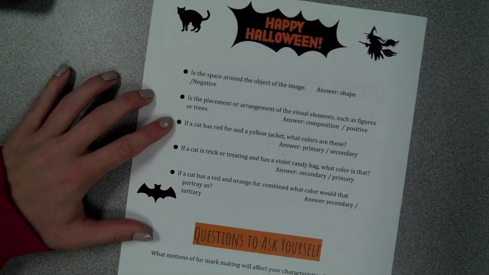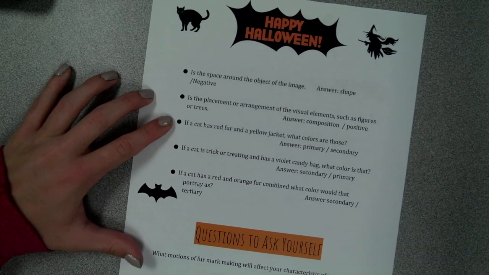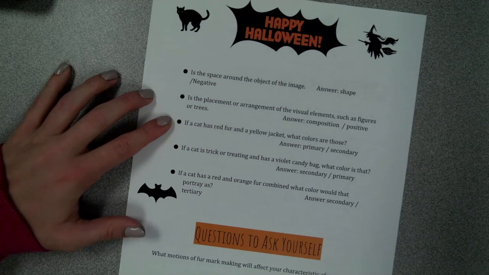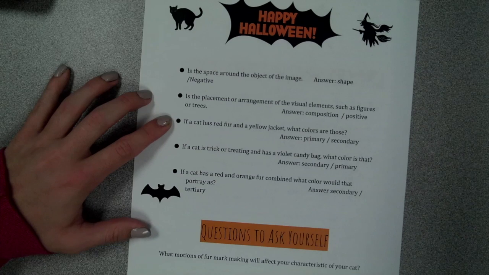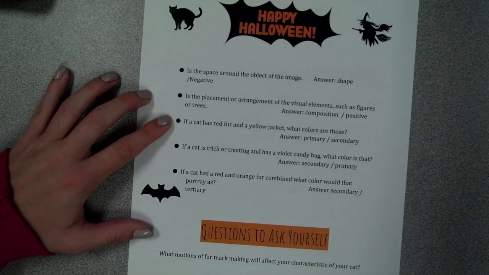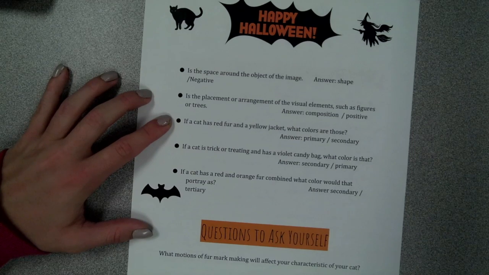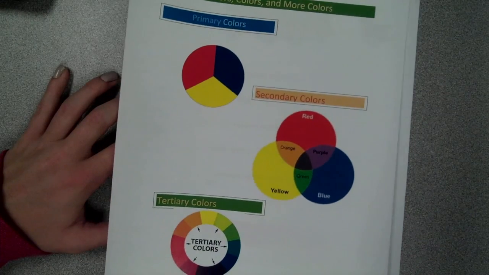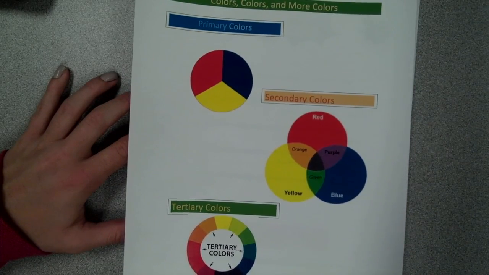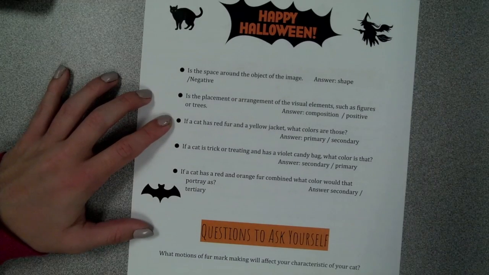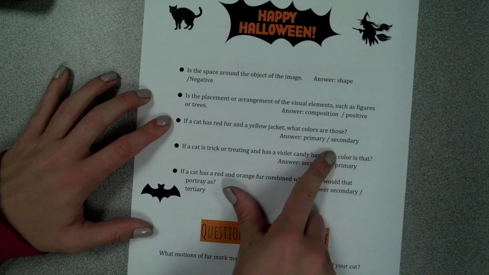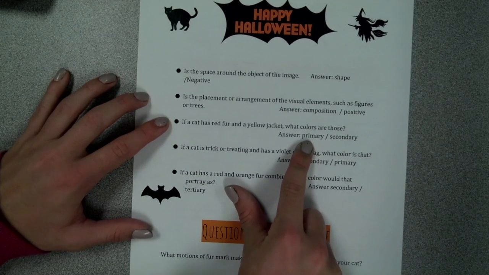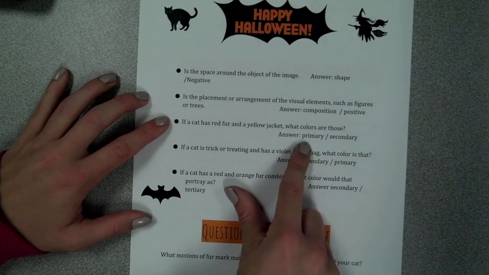Our next one is, if a cat has red fur and a yellow jacket, what colors are those? So if you want to look on this sheet that we have given you, this would help you a lot with these 3 questions. And you have primary or secondary as an option. So if you look on your sheet, your answer would be primary.